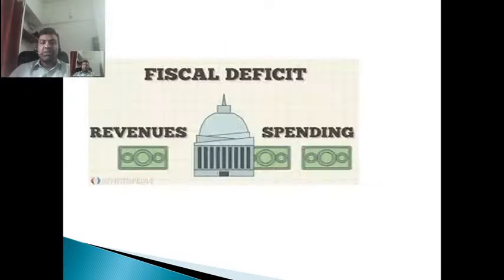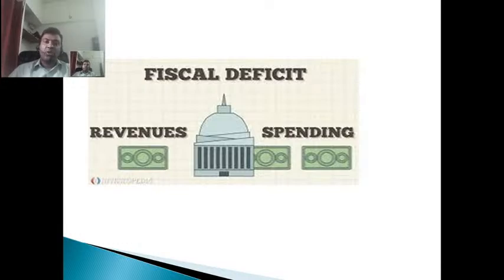Okay, as we have discussed, a fiscal deficit. There are two terms: fiscal deficit and fiscal surplus. Whenever there is more revenue and less expenditure, that is called fiscal surplus. That means you have a surplus amount to spend. But fiscal deficit means you don't have enough money to manage your financial affairs.